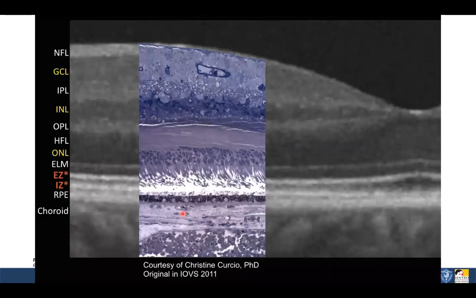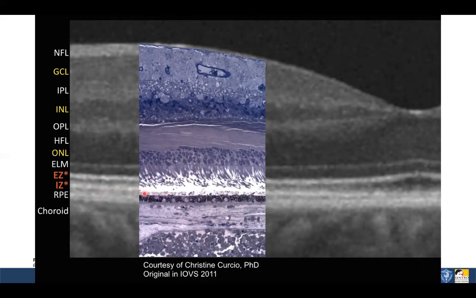Now here is a beautiful slide which I grabbed off the internet, courtesy of Dr. Korsha, where she superimposed a true histological section on an OCT tomographic image. And you will see the correspondence. This is the RPE, and this is the true RPE. Interdigitation zone continues to here.